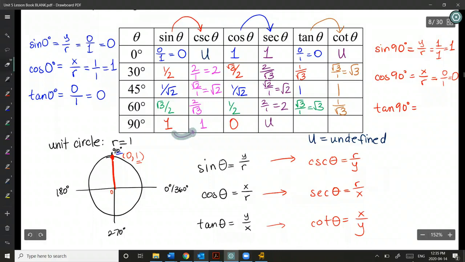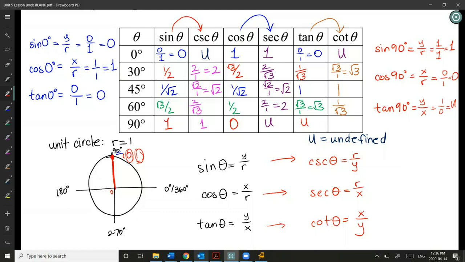And then finally for tangent, tan of 90, we're looking for y over x at this location. Y is 1 at this location, and x is 0. So this will be 1 over 0. And we know 1 over 0 is not equal to 0. That's undefined. So tan at this location is undefined. If you enter the tan of 90 into your calculator, you're going to get a math error. And that's because tan has an asymptote at this location.